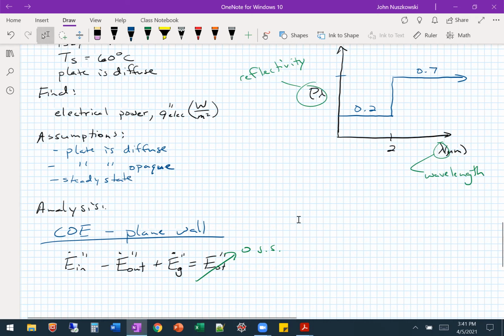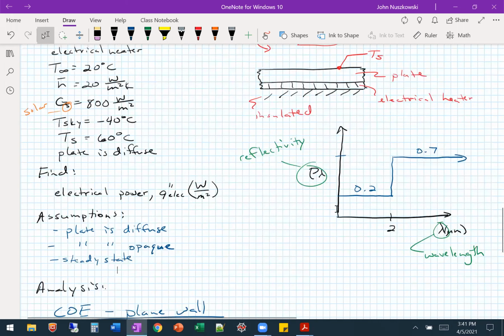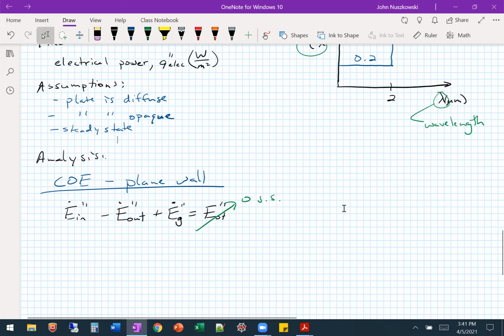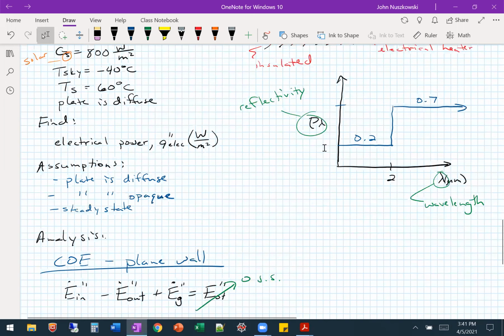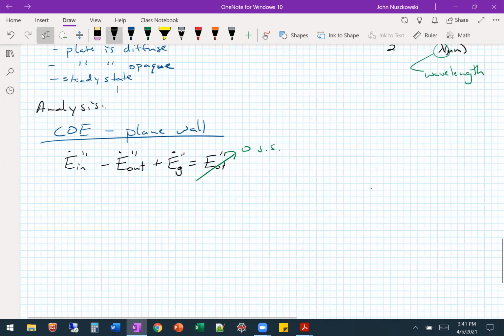All right, so then we need to draw everything on the schematic, right? I don't like to just put the terms into the COE. I like to have my schematic labeled and then just let the schematic tell me what we put in the COE. Well, I'm going to redraw this plate just because there's a lot of things going on here. And this is the actual drawing that was kind of in the book. So when I label it, I want to do a new one so I don't mess up what was given up there in this problem.